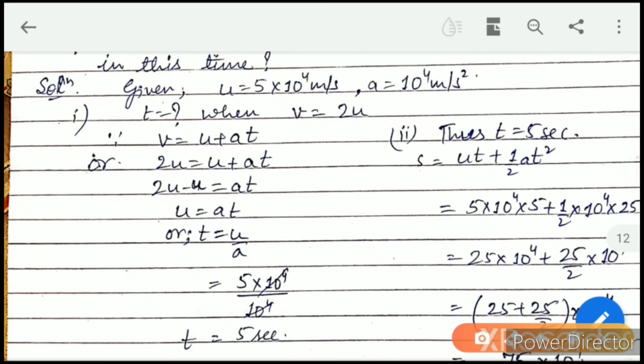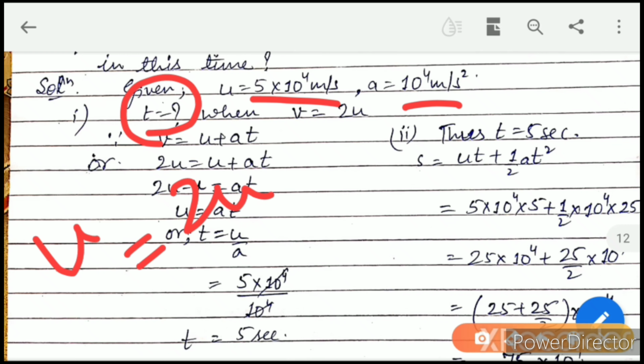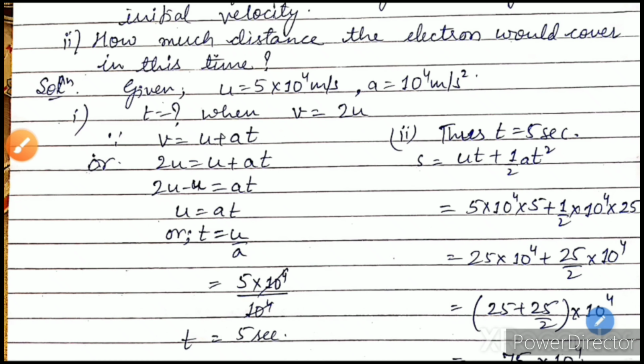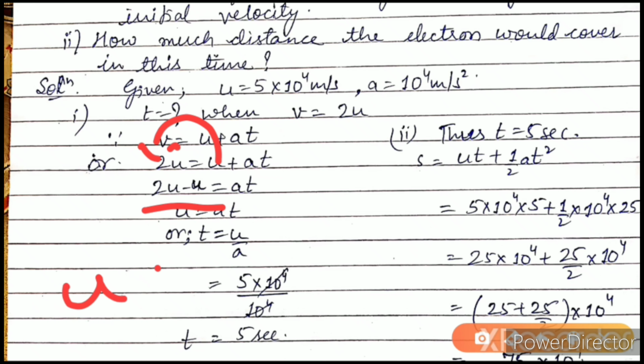Now here u we have written, a we have written, we have to calculate the time. So from first equation of motion we will replace final velocity with 2u. No need to substitute the value in this case. First we will simplify and then later on we will substitute. So this u will go on the left side, and we see that 2u minus u, they are the like terms, so it will become u is equal to at. From here we see that t is equal to 5 seconds.